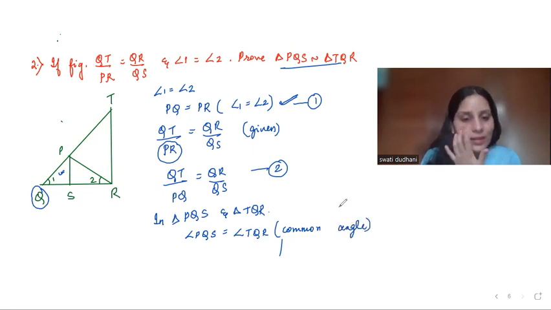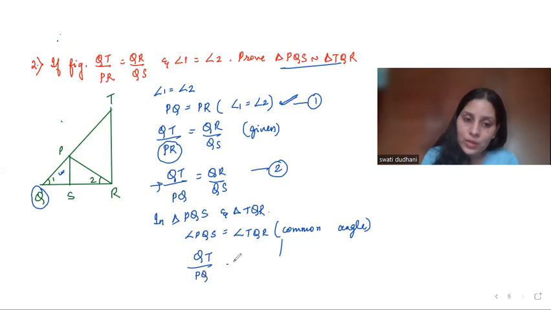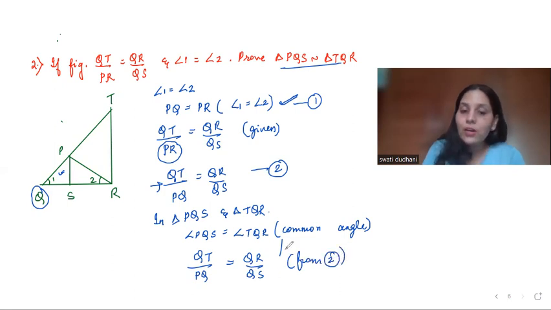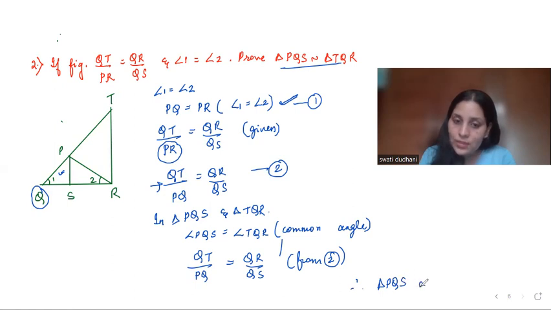The next one I can write is QT by PQ. QT is for the bigger one, PQ is for the smaller one, equal to QR, the bigger triangle, by QS. So QT by PQ is equal to QR by QS, from equation 2. Therefore, triangle PQS is similar to triangle TQR.